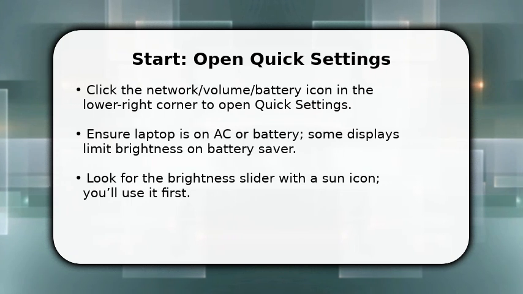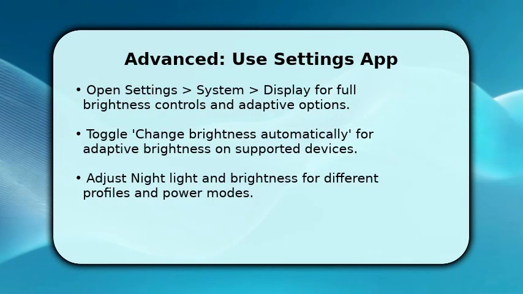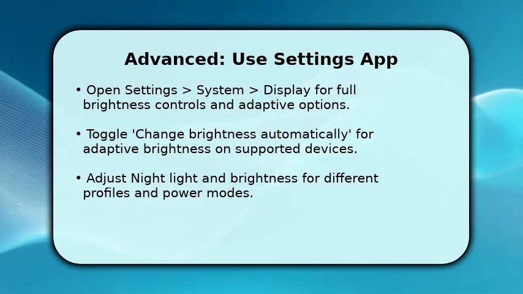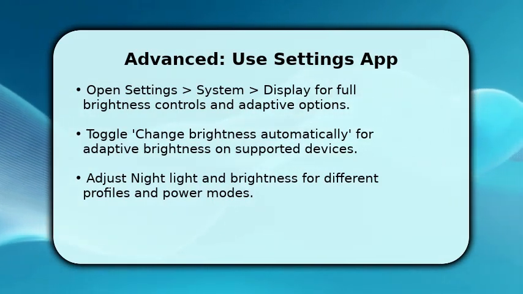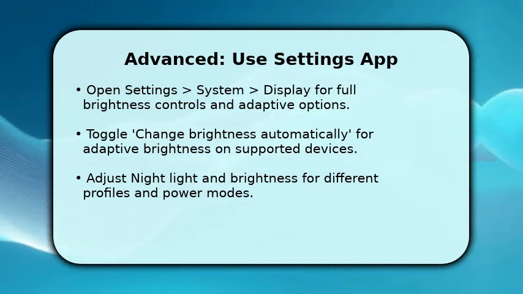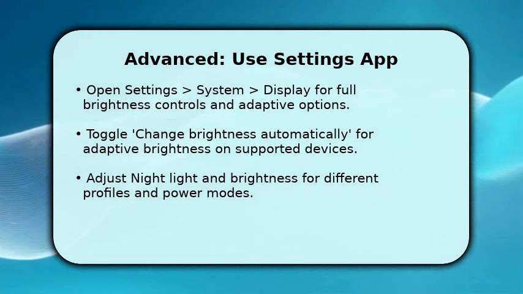Now move into the Settings app to refine control. Open Settings, choose System then Display. Here you'll see the main brightness slider plus additional options. If your device supports it, enable or disable adaptive brightness. This lets Windows change brightness based on ambient light.